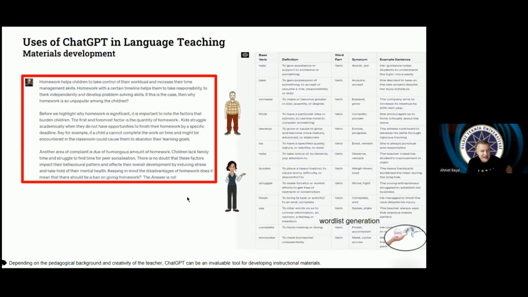Now, again, here, ChatGPT can create word lists for you. Based on this text, I want ChatGPT to generate a word list from the text. Okay, this is the word, the part of speech, the synonym, and an example sentence. This is the word list generation.